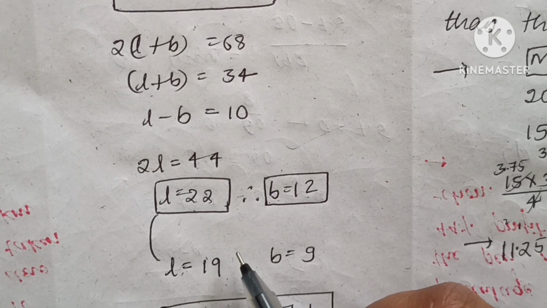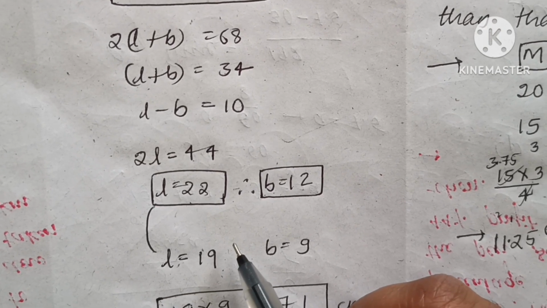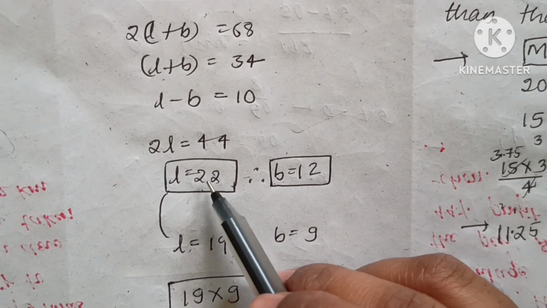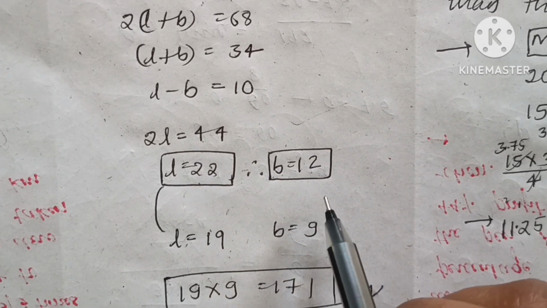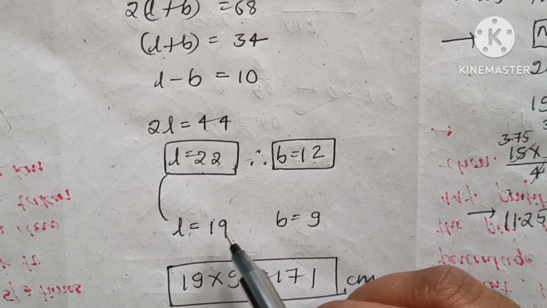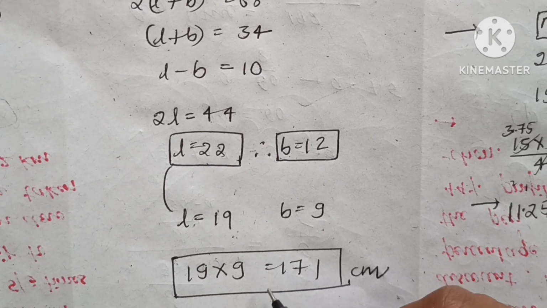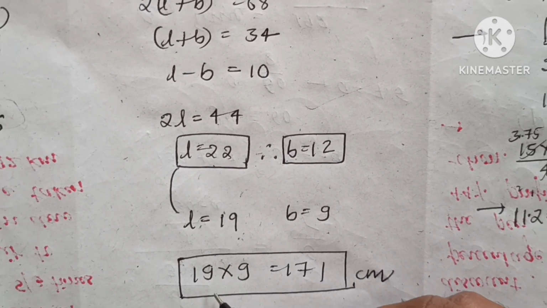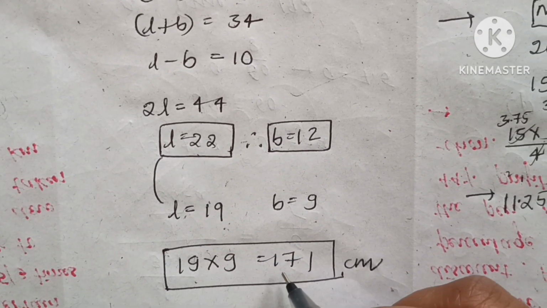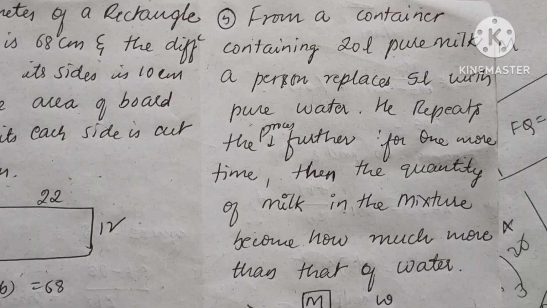And also in the question they have said each side is cut by 3 centimeter, means 22 minus 3 and 12 minus 3, so that will be equal to 19 and 9. So that's the area of the board after cutting. Therefore 19 into 9 will be 171 square centimeter.